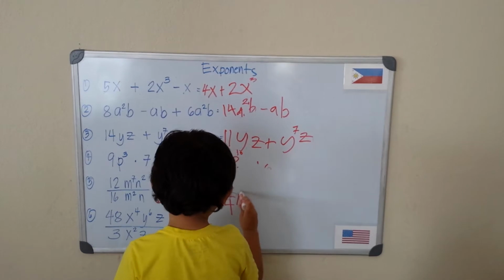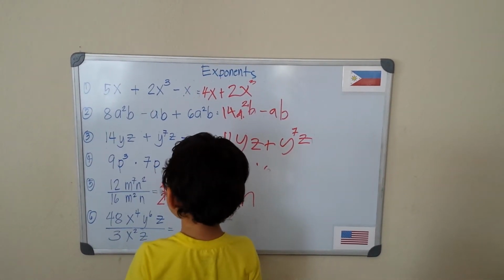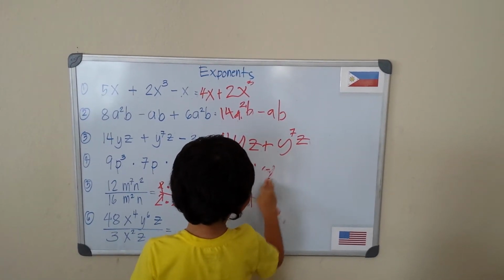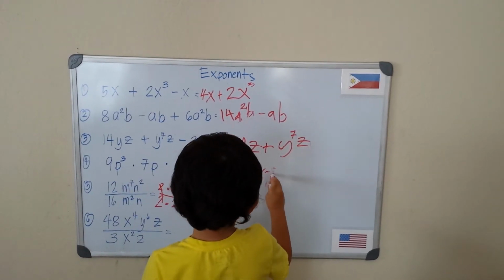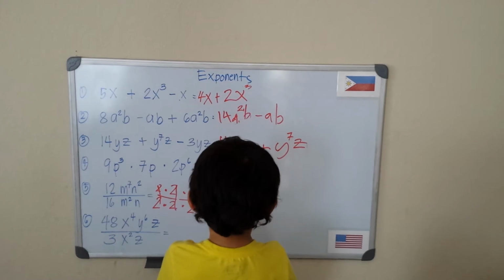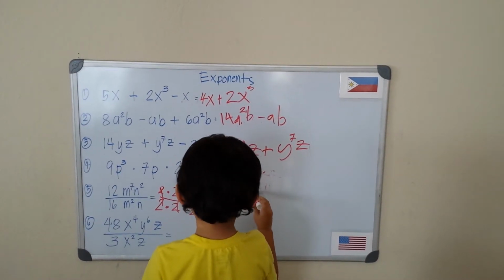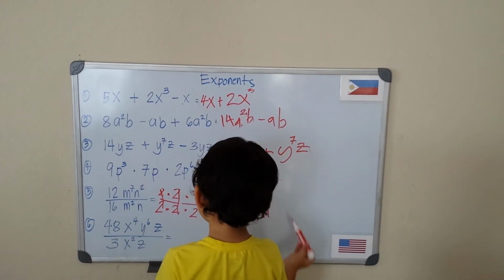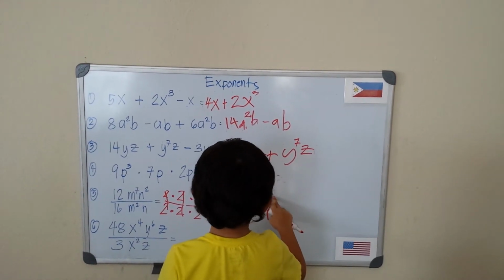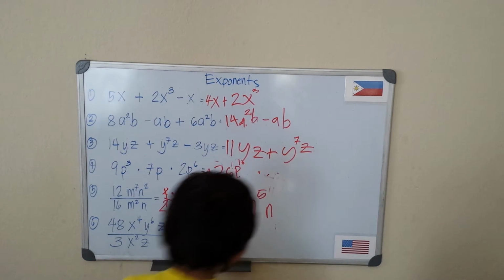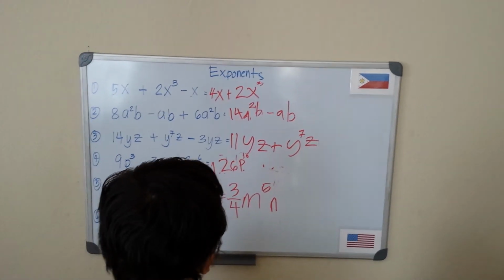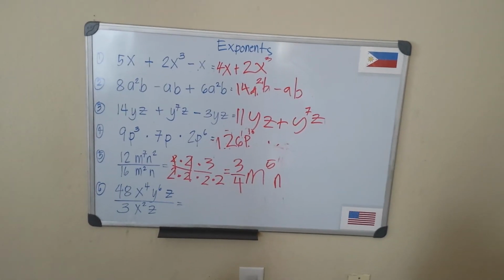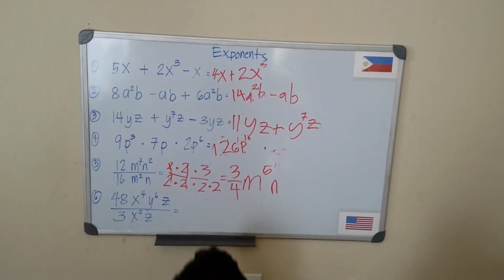So M, we got M, 7 minus 2, we got 7 minus 2, 7, 6, 5. Okay! So M raised to the 5th power, and N raised to the 1st power. But we don't need to write the 1st power in. So it's now invisible. So we need to write the invisible down.